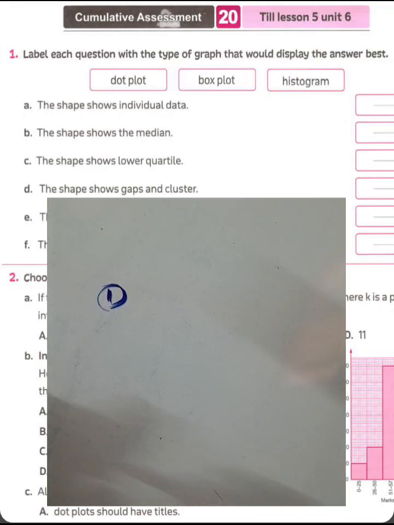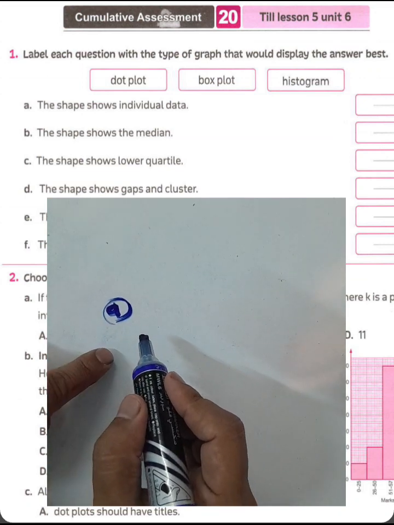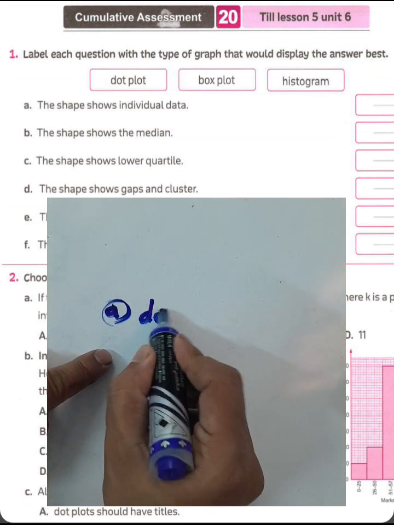with the type of graph that would display the answer best. The shape: choose individual data. Individual data, we will use what? We will use dot plot. Okay, individual data using what? Dot plot.